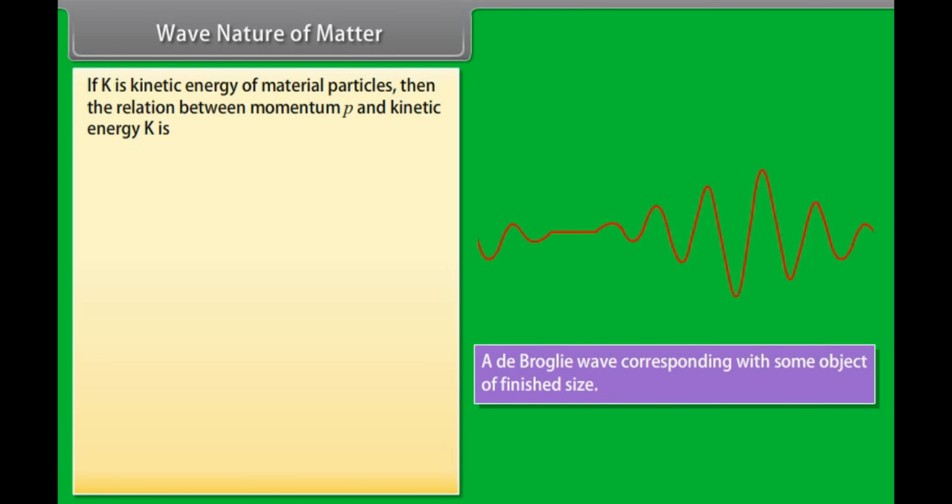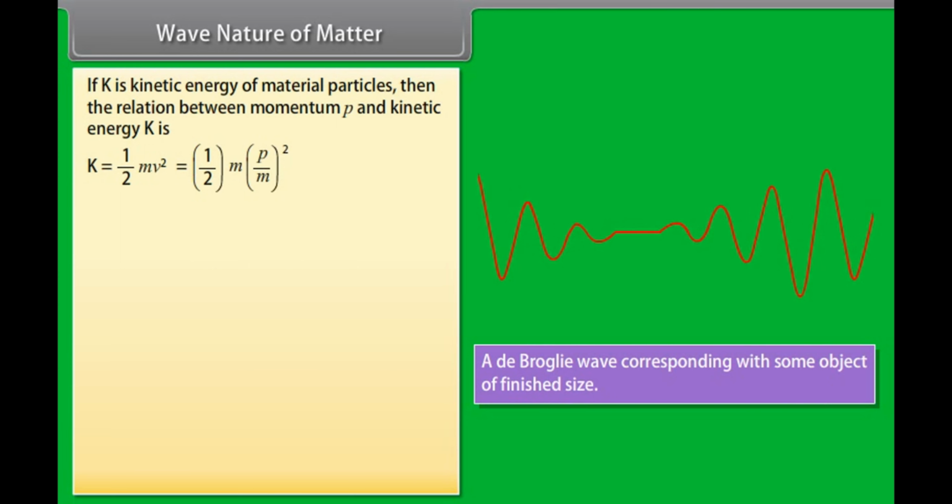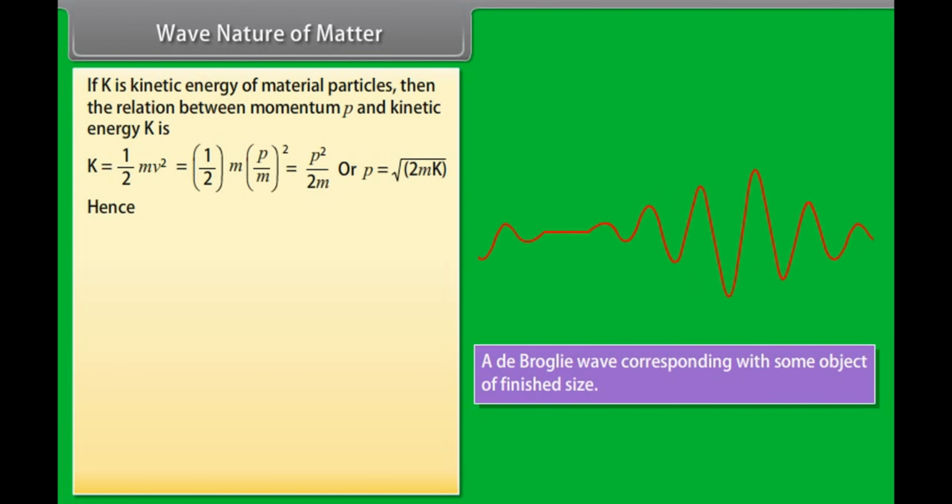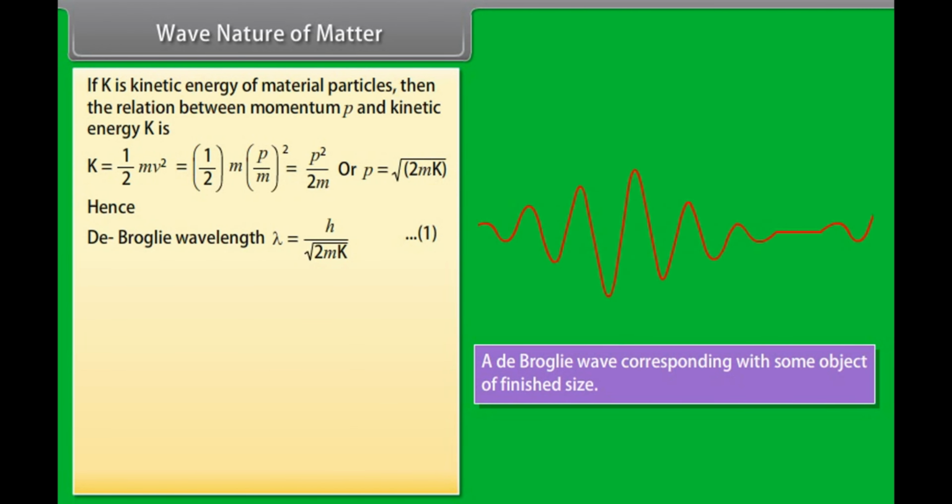If k is the kinetic energy of material particles, then the relation between momentum p and kinetic energy k is k equals 1 by 2 mv square, which equals 1 by 2 into m into (p by m) square, which equals p square by 2m, or p as square root of 2mk. Hence, the de Broglie wavelength lambda equals h by square root of 2mk, name it as 1.